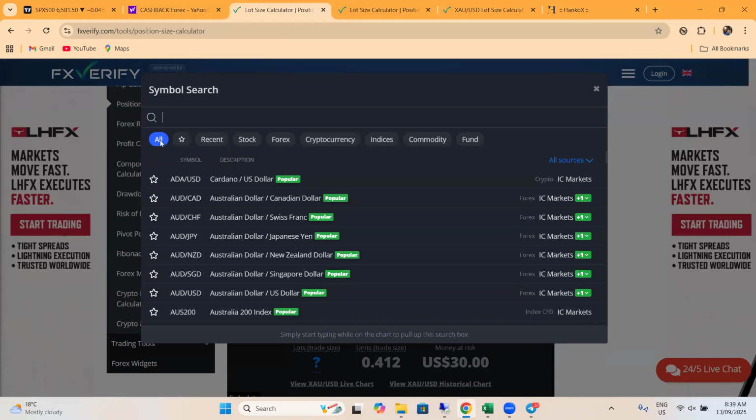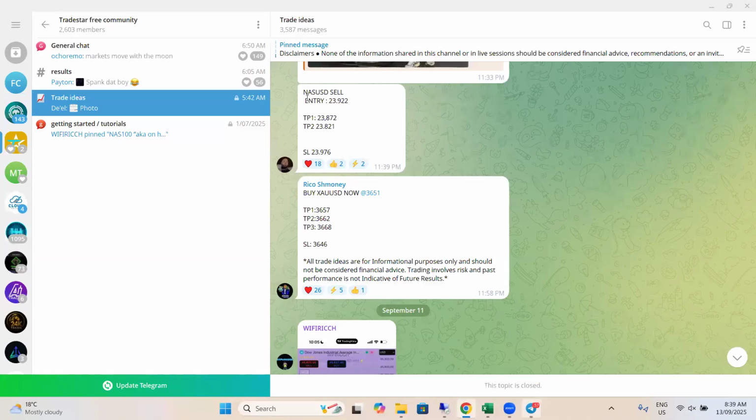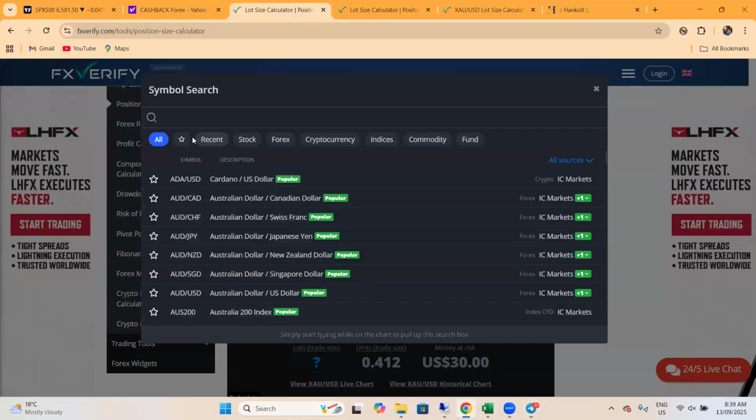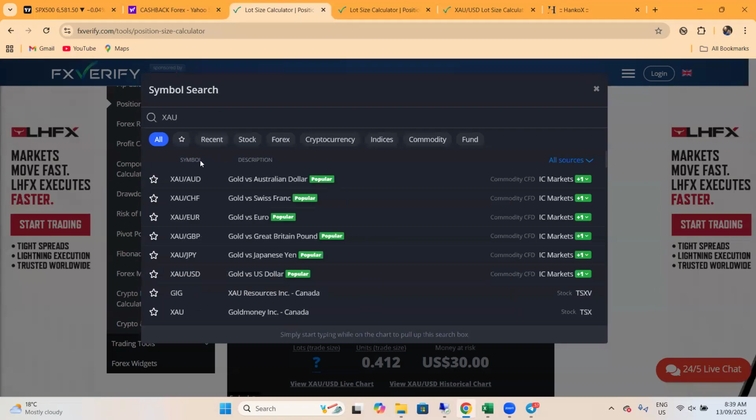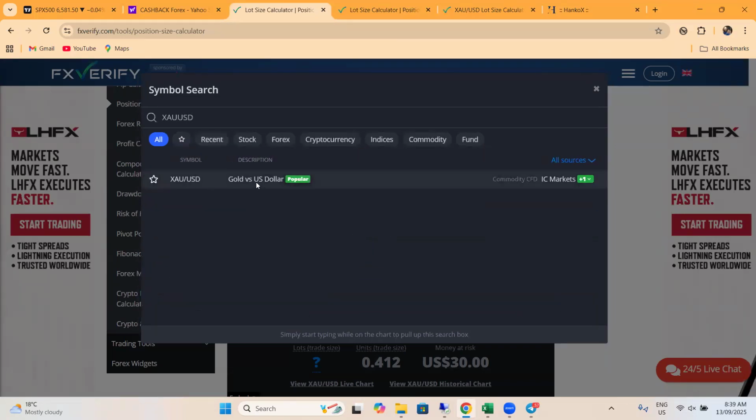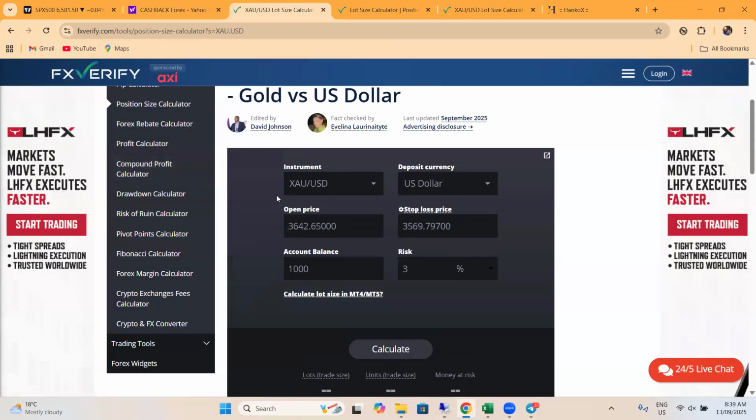Okay. So you can just type it in all here because you might not know what all these stand for. So if it's like US 30 or gold, for example, they have it on here. See this? It says NAS. This is what you would type in. This one's gold, so you want to type that in. So we're going to go XAU USD, and there we got gold. So we just click on it, and it will come up. So whatever instrument pair they put out, that's how you find it.